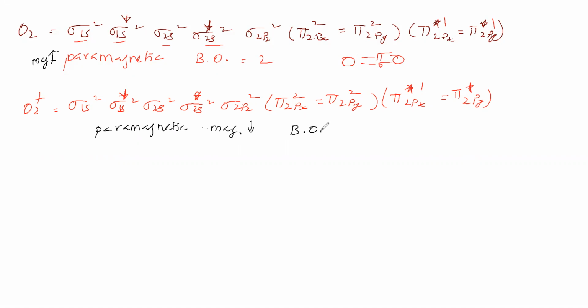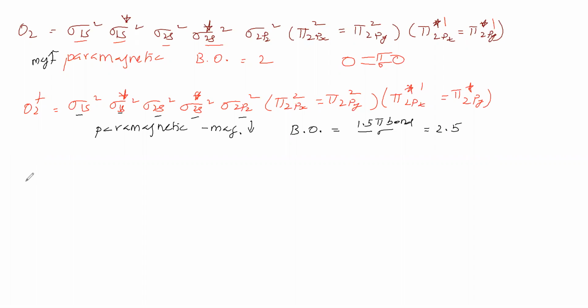Now, we can see the bond order. Sigma 1s and sigma star 1s cancel, sigma 2s and sigma star 2s cancel, and sigma 2pz forms one sigma bond. Then this pi 2px2 and pi star 2px1: this electron cancels one electron, so the remaining one electron makes a half pi bond. This pi 2py2 forms one pi bond. Therefore, 1.5 pi bond is formed. Totally, 2.5 is the bond order. So the bond order in O2 plus is 2.5.